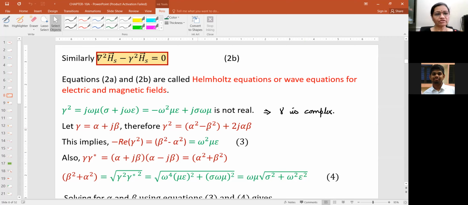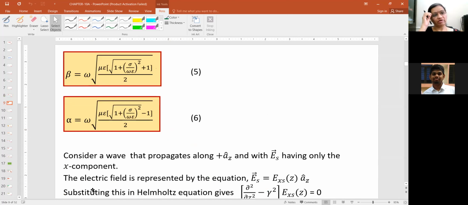And ultimately, what we did before leaving yesterday was arrive at equation 3 and equation 4. Equation 3 is beta square minus alpha square, and equation 4 is beta square plus alpha square. Using equations 3 and 4, you can eliminate either beta or alpha and find out alpha and beta. This is simple mathematics, and you arrive at equations 5 and 6. Equation 5 is beta and equation 6 is alpha.